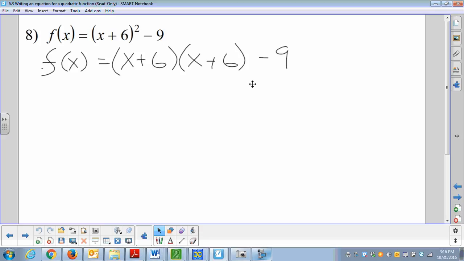Now that we have it in the form of a binomial, what we want to do is use the FOIL method and go ahead and multiply the two binomials. Okay. When we do that, we get x times x, which is x squared. We get x times 6, which is 6x, 6 times x, which is 6x, and 6 times 6, which is 36.